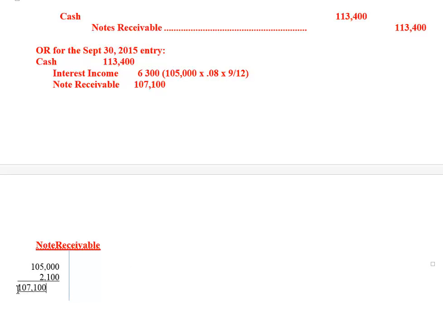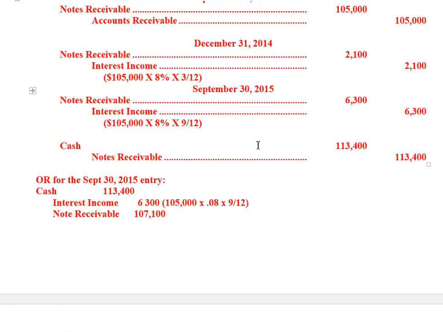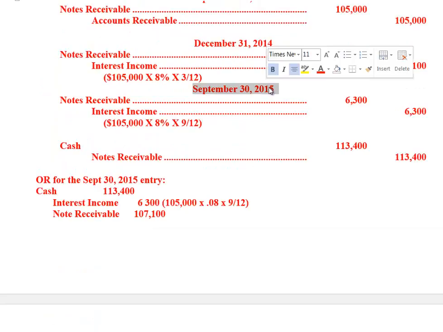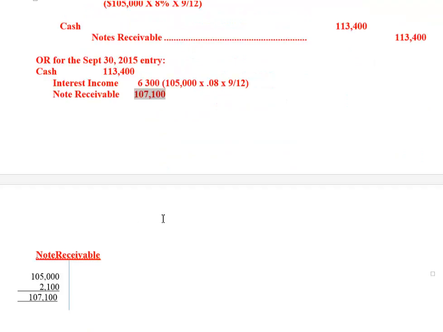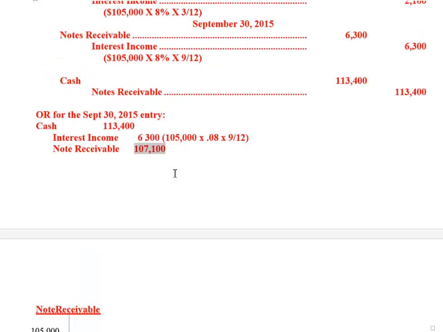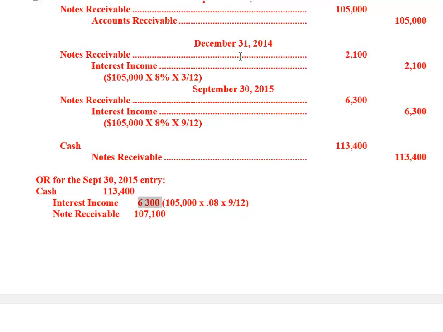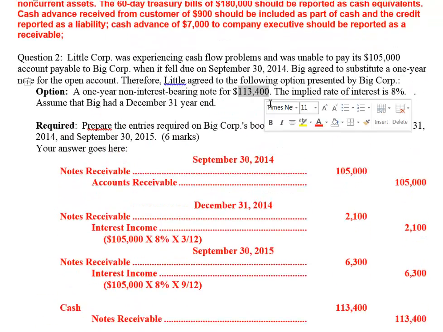So what some students might say, and it would be quite correct to do, is they might say at September the 30th, 2015, I'm just going to remove the note at 107,100, which is its balance here, record my interest income for the 9-month period from January 2015 to September 30th, 2015, and debit cash because that's the amount of cash that Little would have given to Big at September 30th, 2015, according to the term of the note.